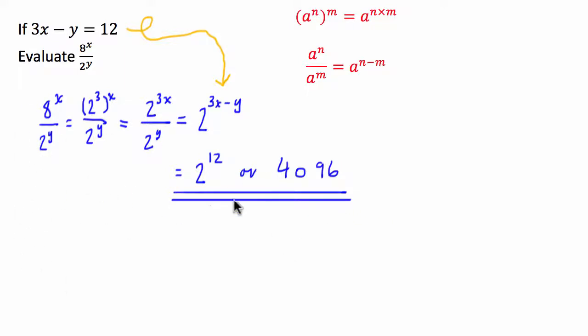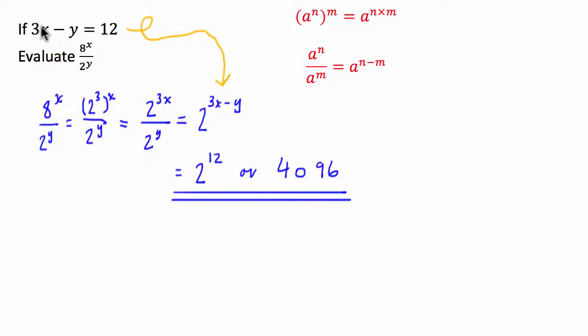So first of all, what I would do is try and manipulate this fraction so you can have 3x minus y equals 12 in the power. If you can't get to that index nice and easily, then you may have to use a substitution method of simultaneous equations. But in this case, we didn't have to. So I'll use the substitution method of simultaneous equations to also solve this, so we can see how that would go.